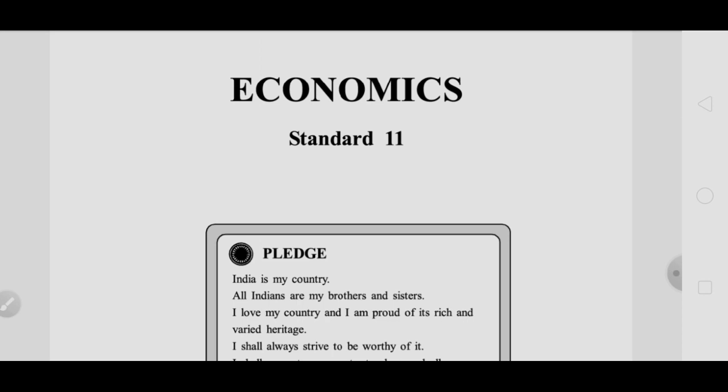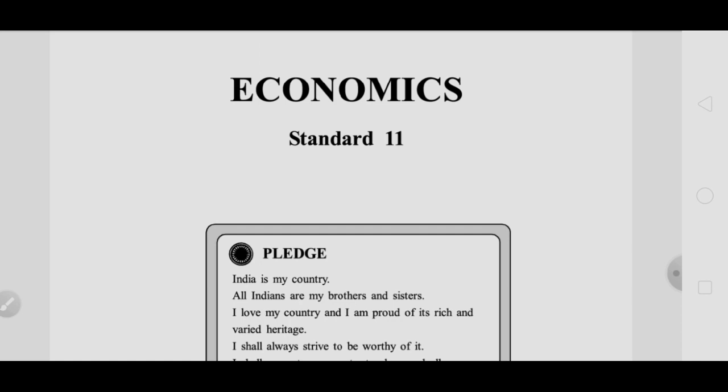Basically, up to the standard 10th you have studied the subject social studies or social science, but the focus of social science is on the social aspect while the focus of economics is on the economic aspect. Chapters like population, poverty and unemployment, which are discussed in standard 9th and 10th, are also applicable in economics. But here in economics we are going to discuss the economic aspect of these problems of the economy.